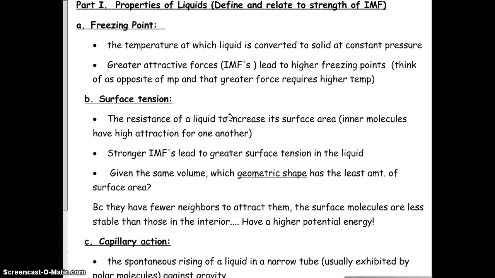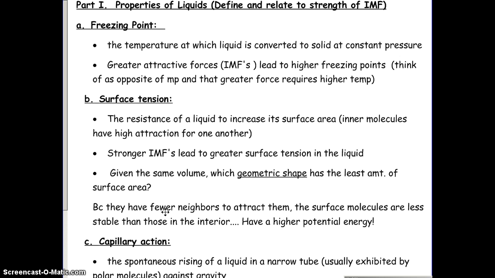So freezing point, we all know, is the conversion between a liquid and a solid. The IMFs part is the harder part to think about. So what I like to do is say, okay, freezing point is just the opposite of melting point. Melting is going from solid to liquid. Freezing is going from liquid to solid.